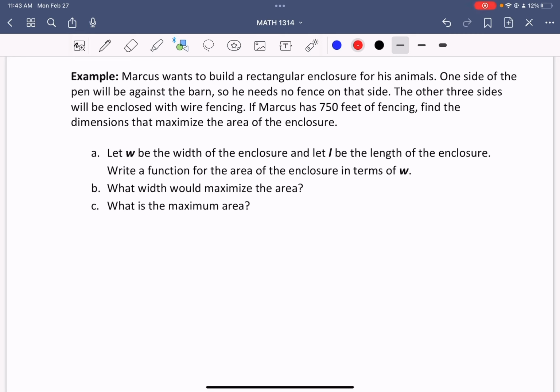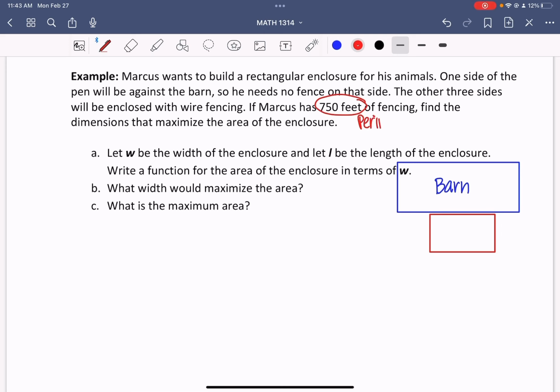So he's building a rectangular enclosure. And so here's my rectangular enclosure. And it said that one side of the pen will be against the barn. And so here is my barn, and then there's my enclosure. So the other 3 sides are enclosed with wire fencing. If Marcus has 750 feet, so this is perimeter because he's putting a fence around it, find the dimensions that will maximize the area of the enclosure. So we're wanting to maximize this.